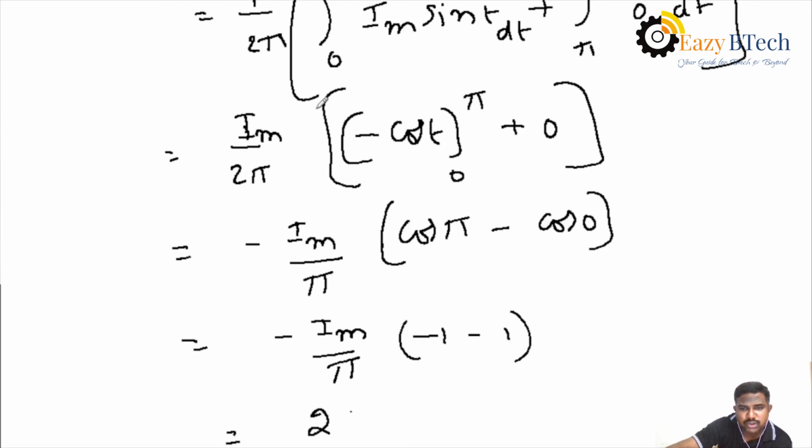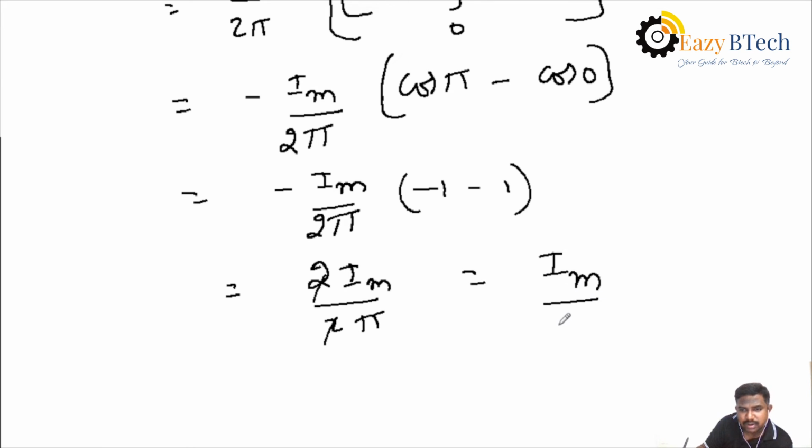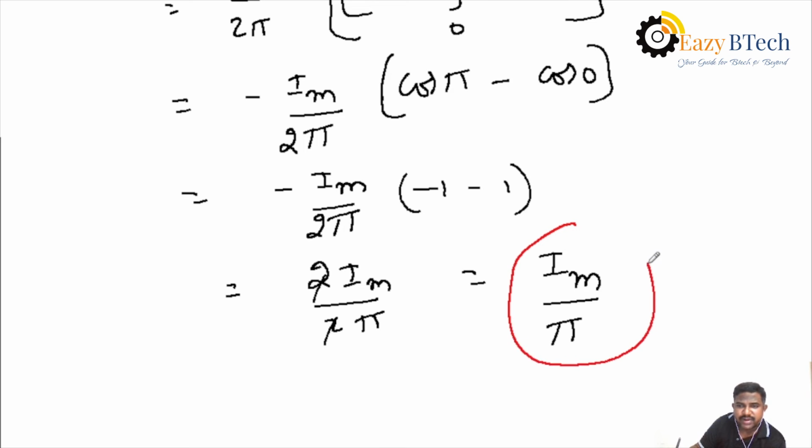here the time period is 2 pi, not pi. The complete total time period is 2 pi. That's why 2 Im by 2 pi. Then the 2 is cancelled. The average value for the half wave rectifier is Im by pi. Okay, this is the formula for the average value of the half wave rectifier output waveform.